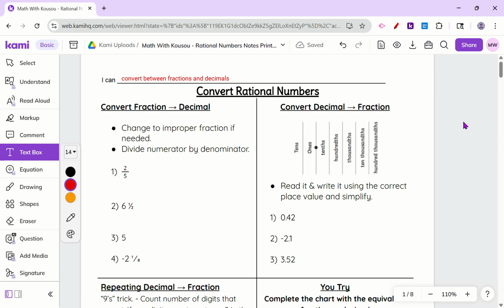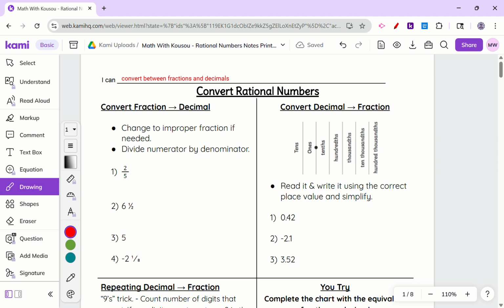In order to convert a fraction to a decimal, to start, you need to change to an improper fraction if you need to. And then divide the numerator, or the top number, by the denominator, or the bottom number. So in the first example here, we have 2/5. To change this from a fraction to a decimal, we are going to divide the numerator by the denominator. There is no reason here to change to improper because we don't have a mixed number.